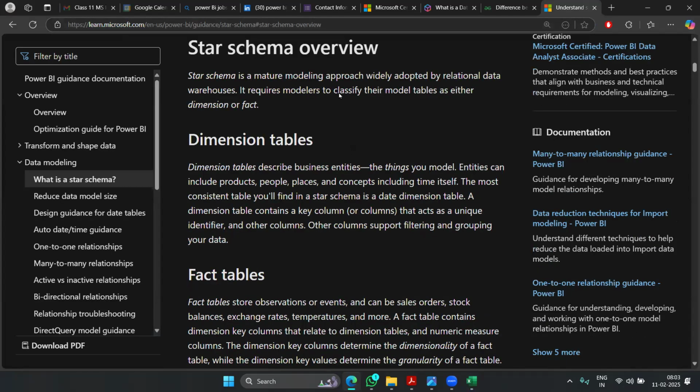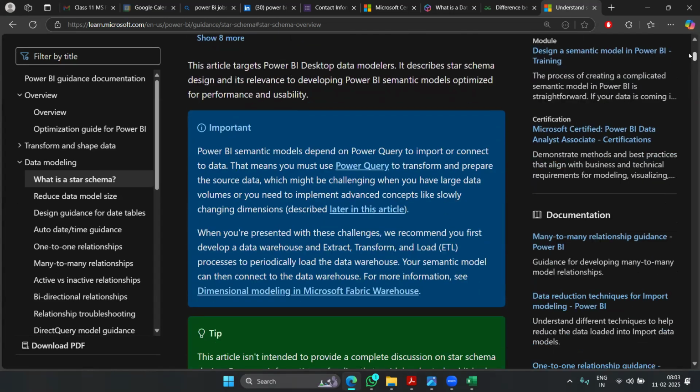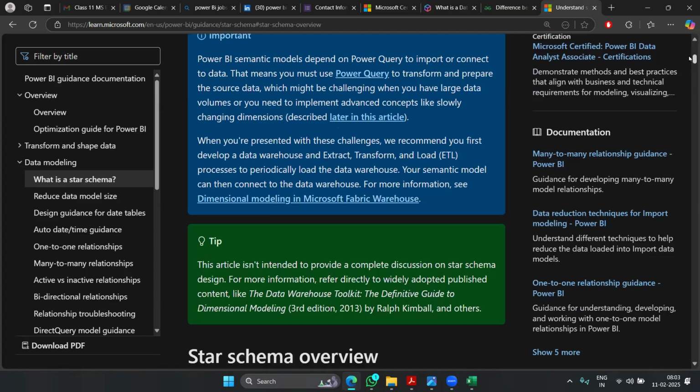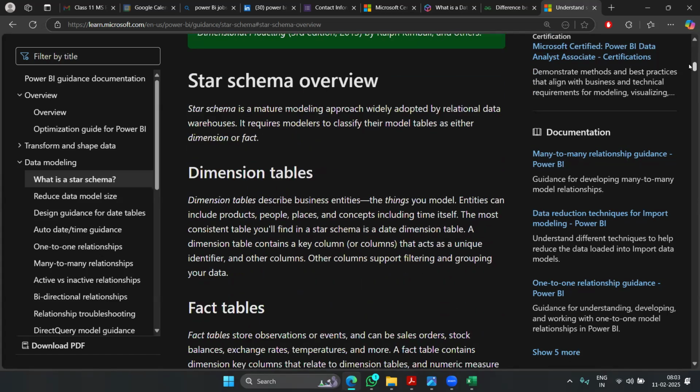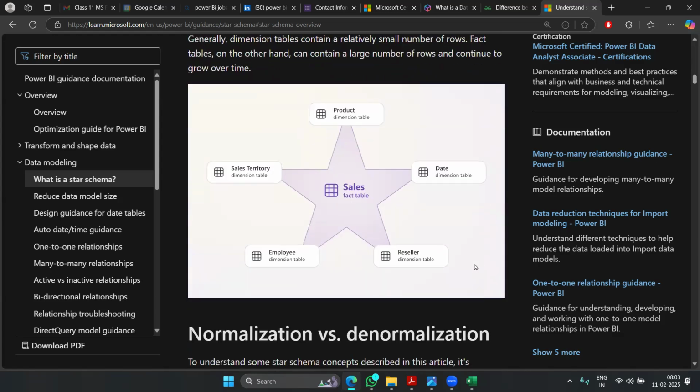Many people think the data warehouse is an older one, but let me show you what Power BI says. See, star schema is a mature modeling approach widely adopted by relational data warehouses. It requires modelers to classify their model tables as either dimension or fact, right? If you see this diagram, let me come back to here.